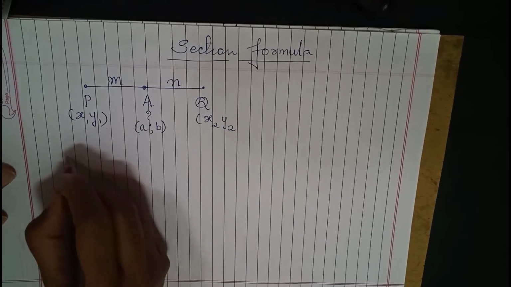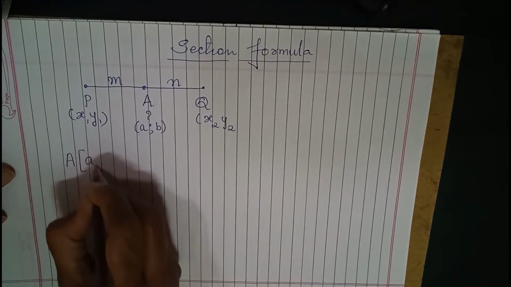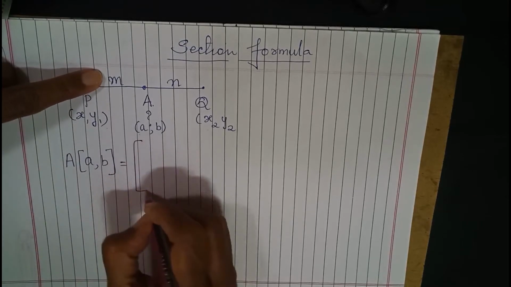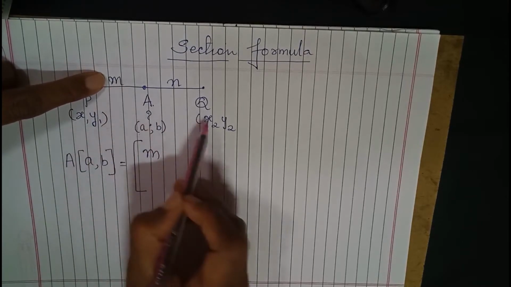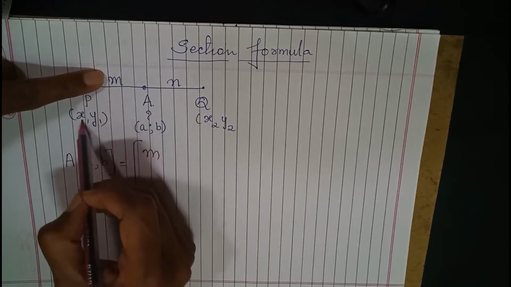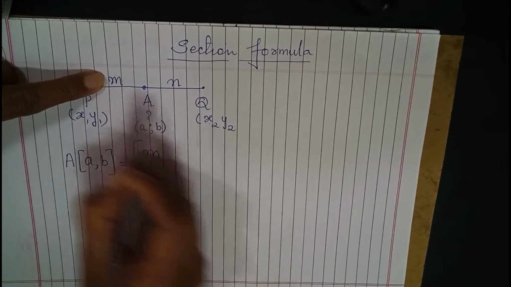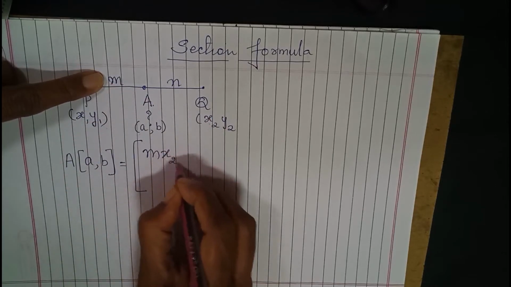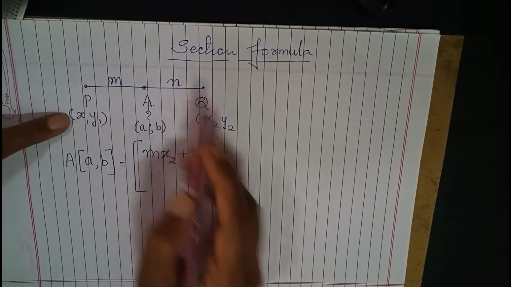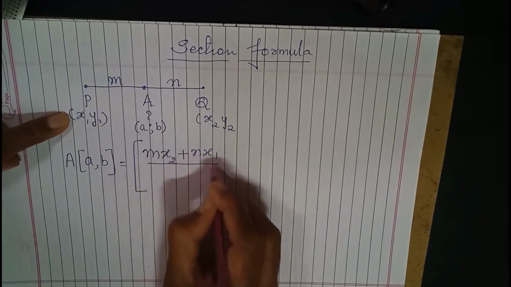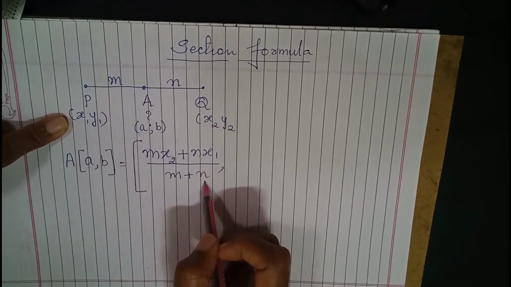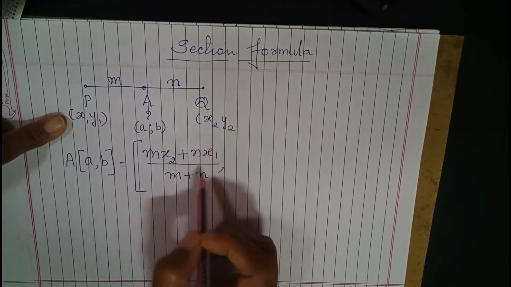Then what is the formula? How do you find out the coordinates of this point A? So the formula is m multiplied by the x coordinate of the second point. You don't have to take the same mx1, it will be mx2. That is, it goes diagonal. So mx2 plus, then we take this ratio n. Now diagonal to this is x1, divided by m plus n. That is the addition of the two parts of the ratio. Now this becomes the x coordinate.